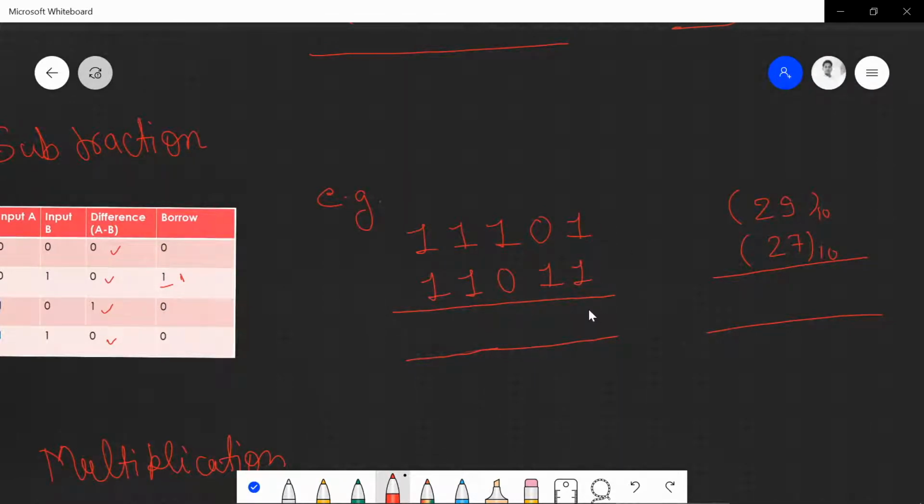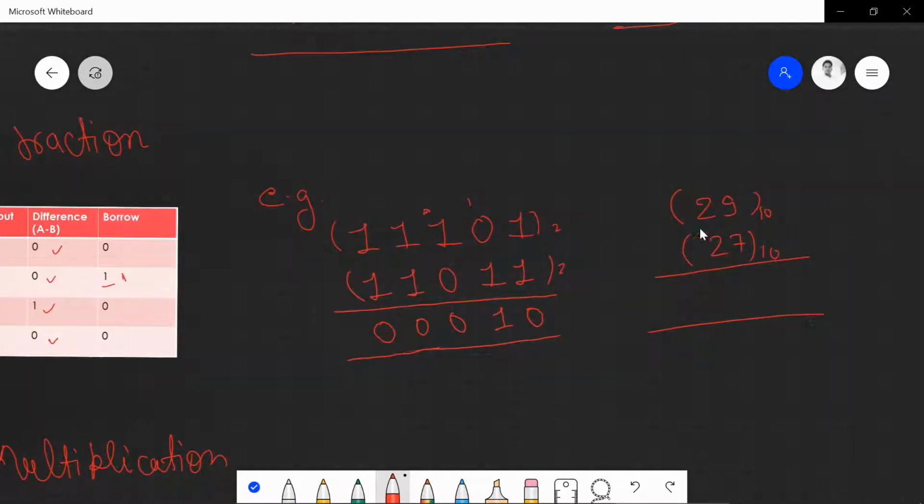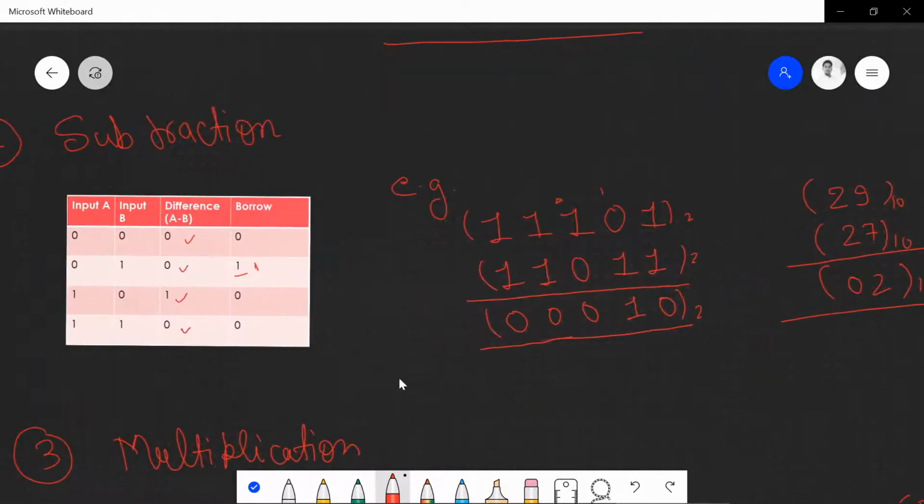So 1 minus 1 is 0. Now 0 minus 1 is not possible, so check the second row, where we have a borrow of 1. The borrow will be coming from this bit. When we take the borrow over here, it becomes 1 0 minus 1, so it will become 1, and the bit that has given the borrow to the lower bit becomes 0, giving 0 0 0 1 0. You can see the decimal equivalent subtraction also: this is 29 and this is 27. The difference is 2 in decimal, and when you convert this binary number into decimal, it is 2 only. Fine. So this is how subtraction is performed.